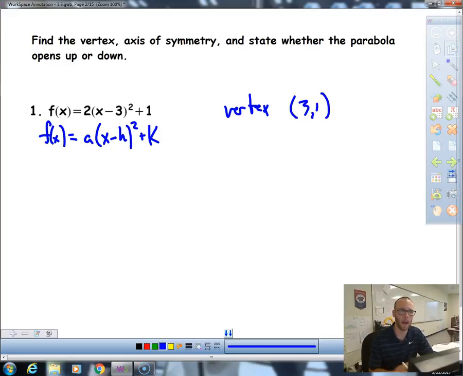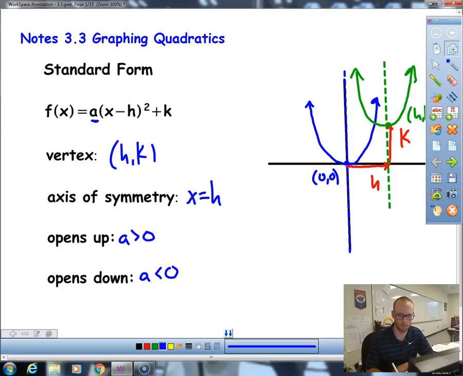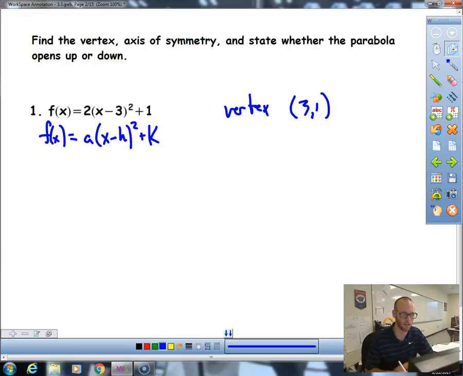Okay. Axis of symmetry, as we talked about, the axis of symmetry is going to be x equals whatever the h is, the new x coordinate of our vertex. So our axis of symmetry, I'm just going to write AOS, axis of symmetry, x equals 3.